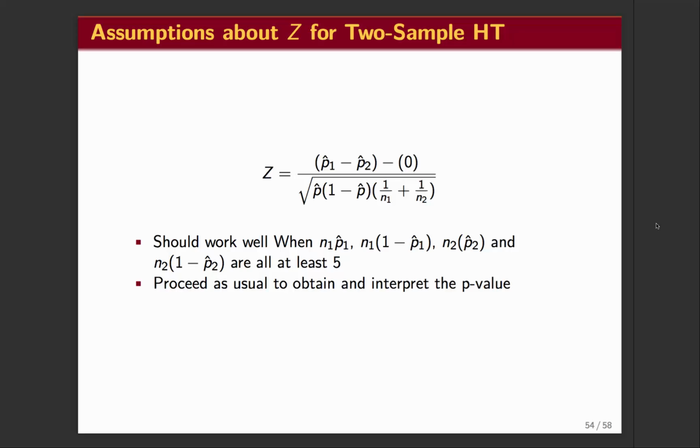So in terms of assumptions about when we can do this, if we split across these groups, we would like the number of successes and failures in each group to be at least 5. Don't worry again about why that threshold is different. Just know that the number of successes and failures in both groups should be at least 5. And then you're going to proceed as before to do the p-value.